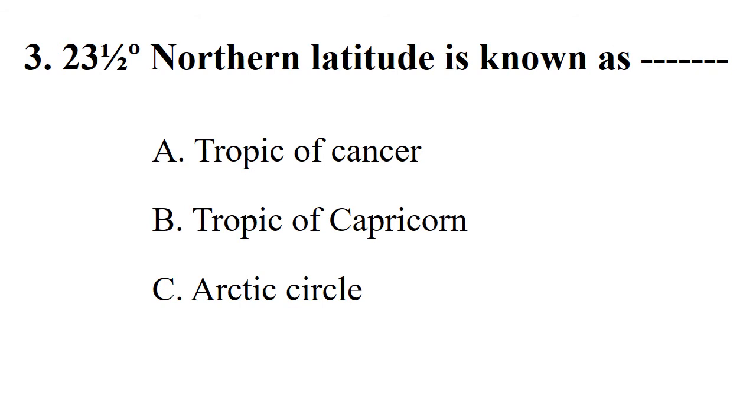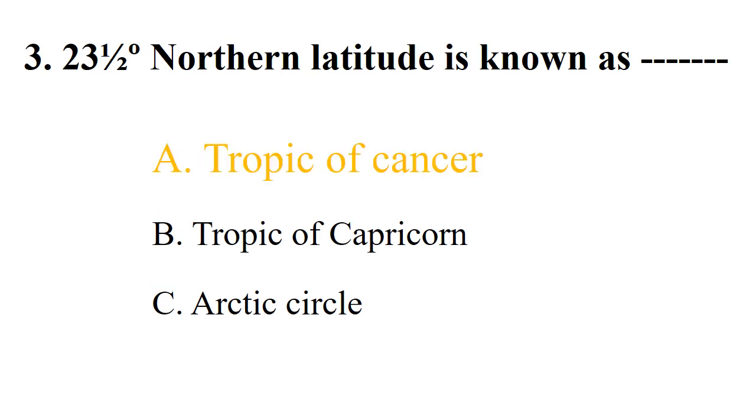Next, 23.5 degree northern latitude is known as. Options: Tropic of Cancer, Tropic of Capricorn, Arctic Circle. Right option: Tropic of Cancer.